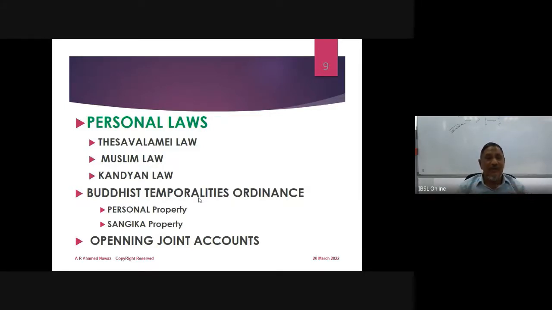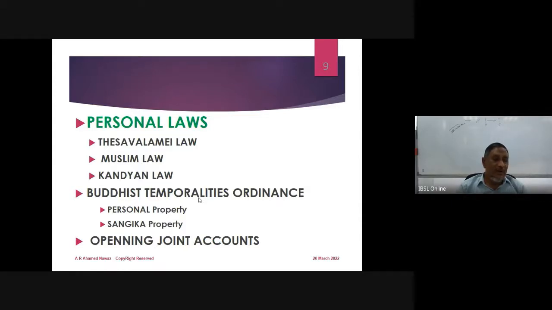Okay, so this is the background. You can open an account, but you cannot use temple property income to make deposits. It is legally not authorized. Well, can Buddhist priests open a joint account? Can a Buddhist priest open a joint account with a layman or with another priest? According to the Buddhist Temporalities Ordinance, they can't open joint accounts, because after the death of the priest, the money in the account becomes Sanghika. So you cannot assign that to anybody else.